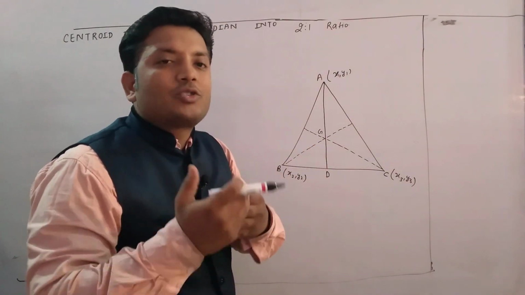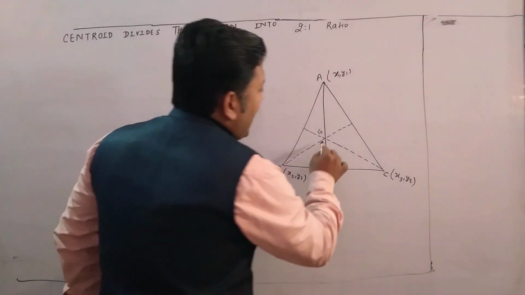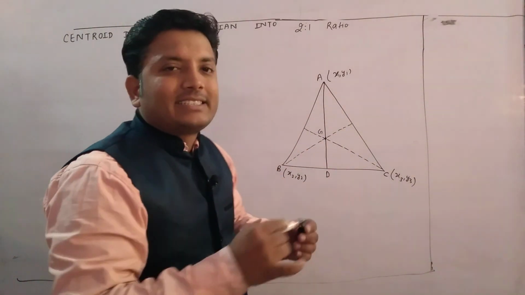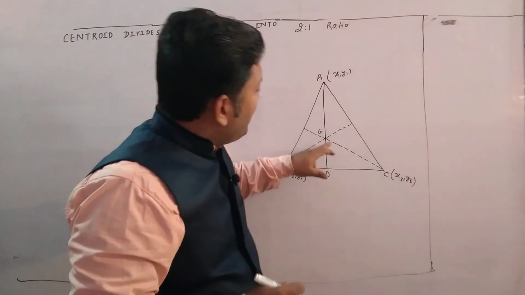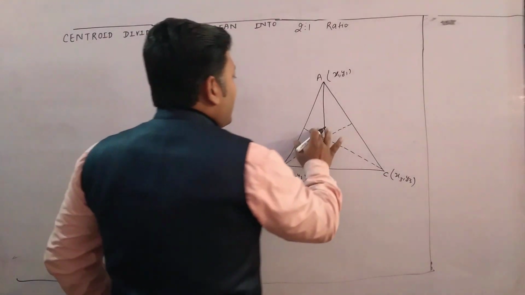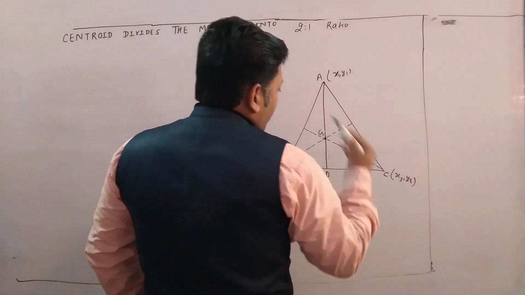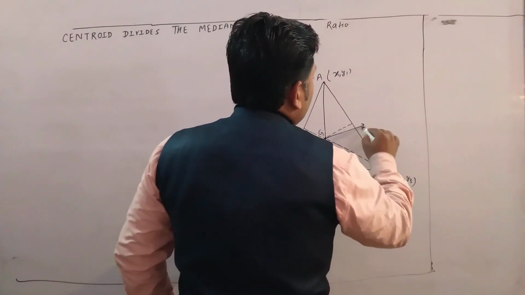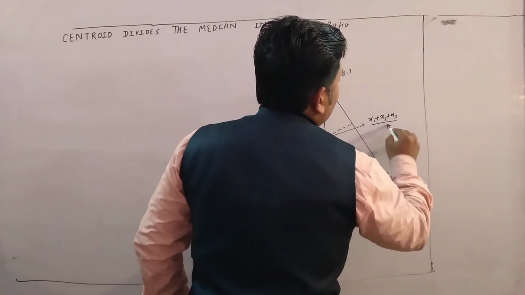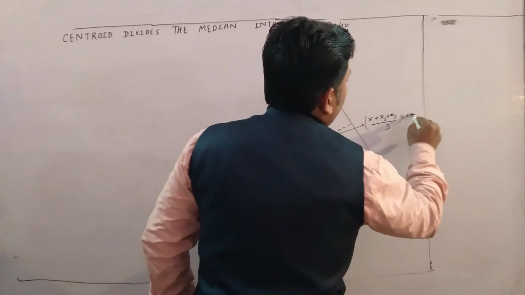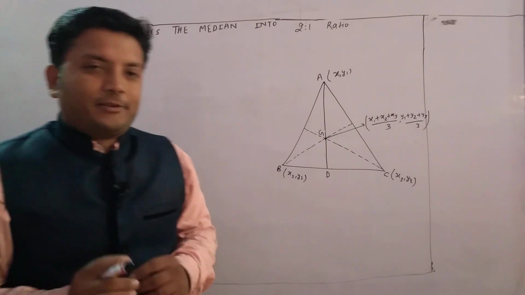If anybody asks you what is centroid, then you can say that the point at which all the three medians intersect and meet is known as centroid. And as we know that centroid is represented by G. In class 10th, we have to know about the coordinate of centroid is x1 plus x2 plus x3 by 3, comma y1 plus y2 plus y3 by 3. That is the coordinate of centroid.